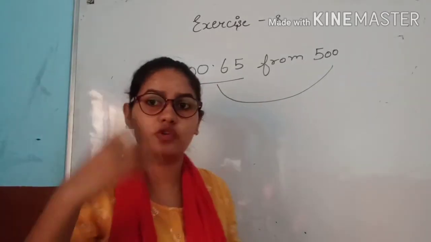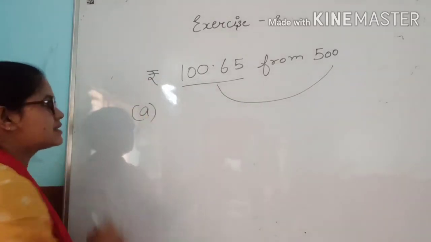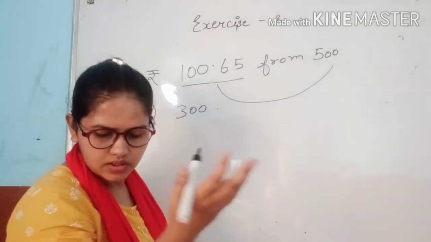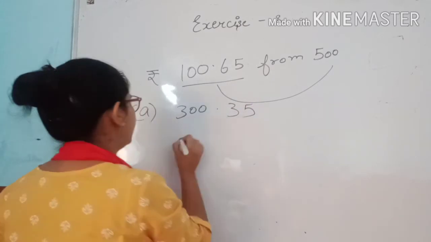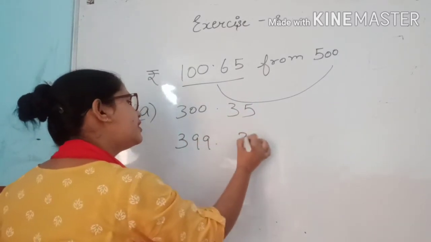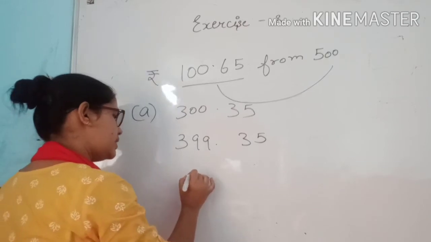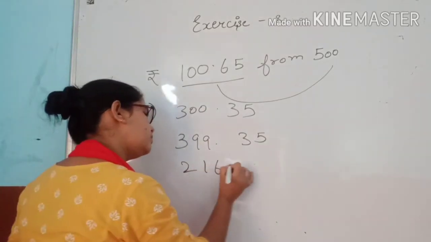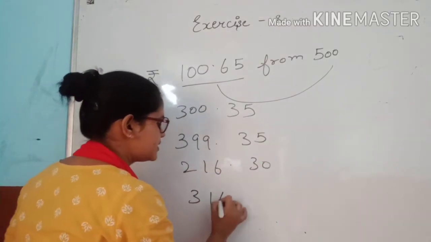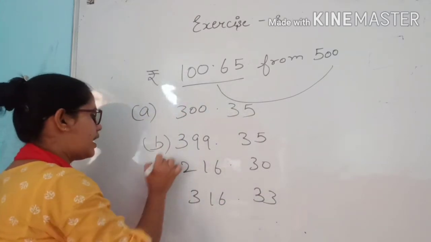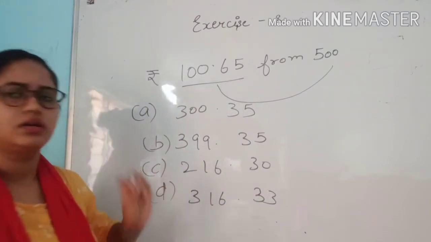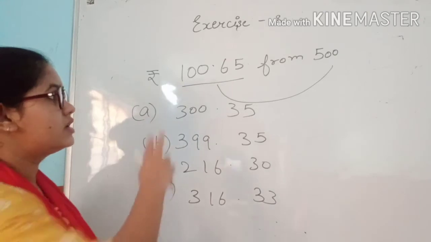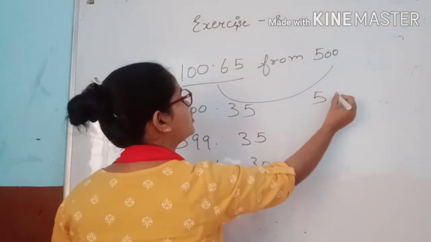As I give you objective type answers, firstly is 300.35, and then I will give you 399.35. Now here is 0.30, and here will be 1.16.33. So some answers are given to us, this kind of question will come to you, and you have to choose one. So firstly, if there is 500, we can take it easily.